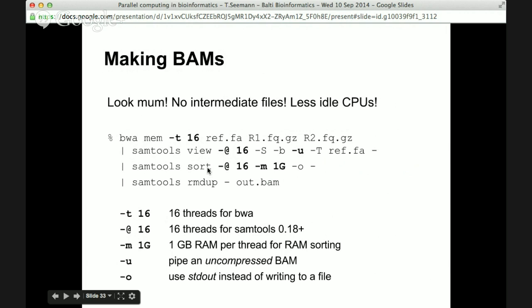That gets piped to SAMTools sort, once again using the multiple CPUs option. I've bumped up the memory so that it doesn't write anything to disk. Once again, output that to standard out, remove duplicates, and then save it as out.bam. So without using any intermediate files, and even if BWA didn't support gzip, we could have used some subshells there. We could have done everything without any temporary files.